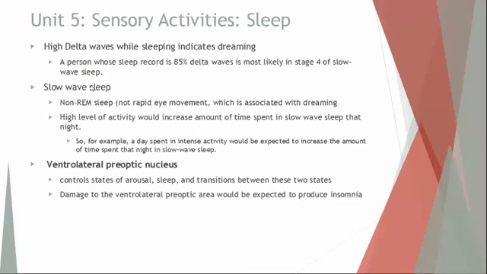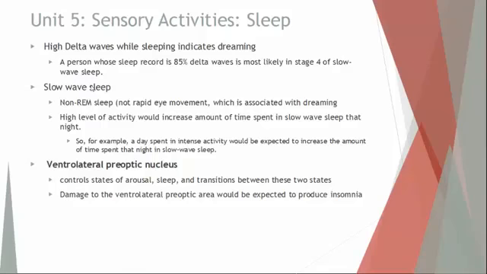Next unit we'll talk about, unit number 5, sensory activities, especially in regards to sleep. Now, sleep is, of course, incredibly important to a person's overall health. Even though your body in general may be at rest, your mind definitely is not. There are several things going on with the various stages of sleep. And there are a variety of different waves that are included with the brain activity: alpha, beta, theta, gamma, and delta.